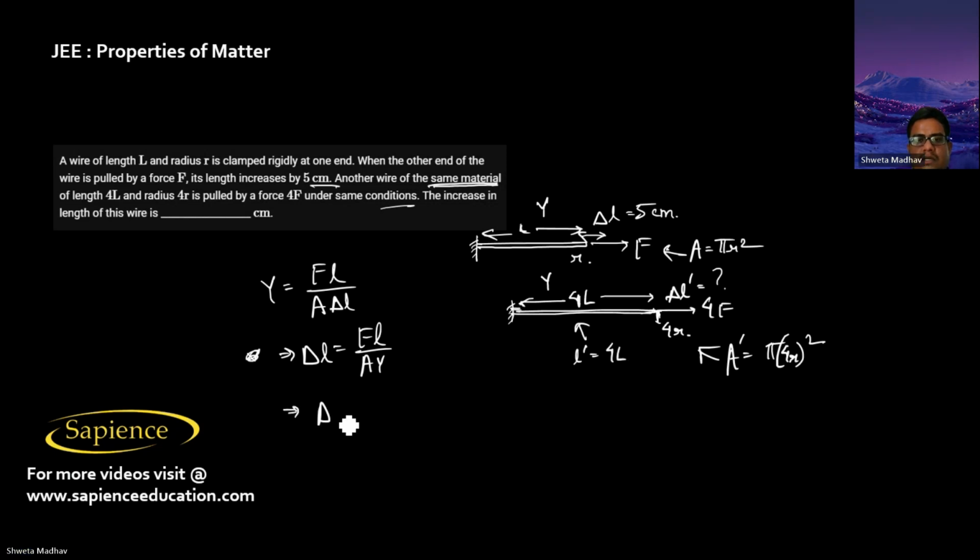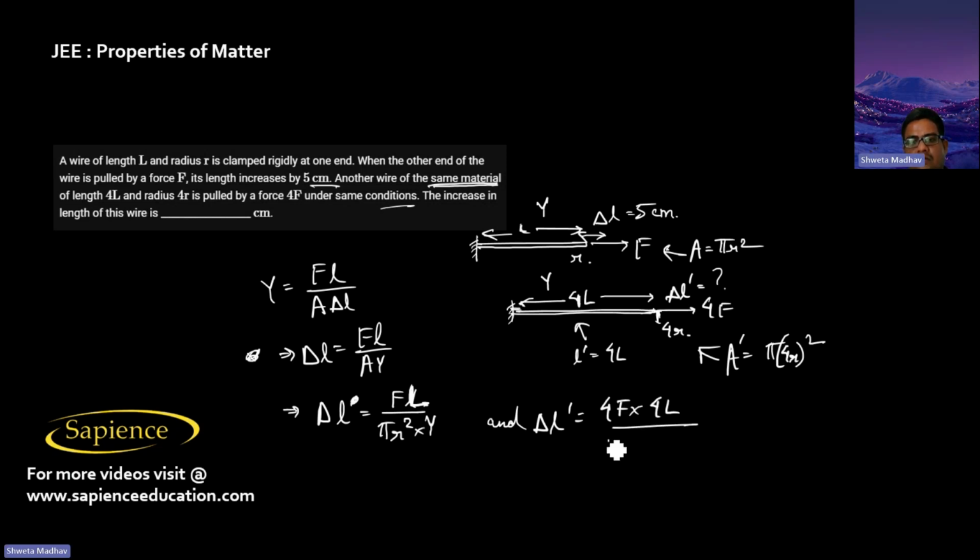Therefore, delta L will be F into L by A, which is pi r square into Y. And so delta L dash will be equal to 4F into 4L divided by 16 pi r square into Y. 4 fours are 16, so we cancel, which is also FL by pi r square into Y, which is same as delta L.